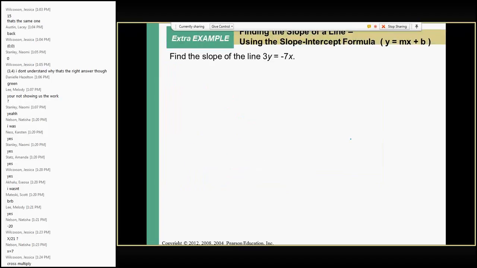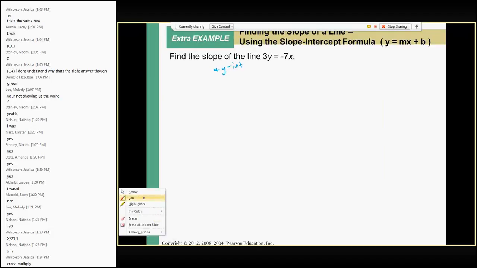You guys do that one for me right now. Find the slope of that line. That one looks a little bit different. Go ahead and do that one for me. And I'm going to also ask you for the y-intercept. I'm going to call on you guys, so be ready.